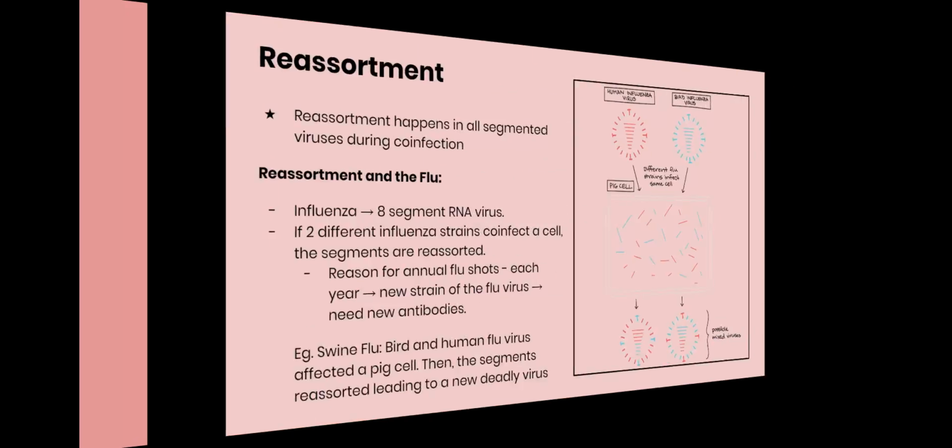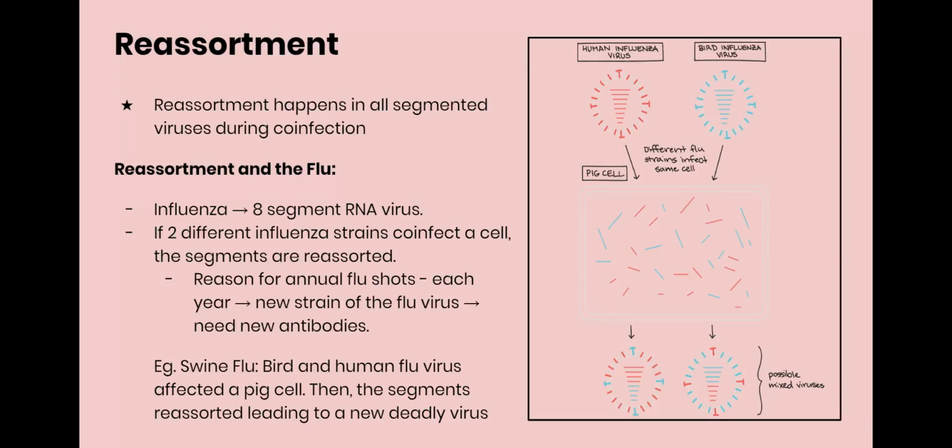cell. Reassortment. Reassortment happens in all segmented viruses during co-infection. Influenza is an 8-segment RNA virus. So if two different influenza strains co-infect a cell, the segments are reassorted. This is why we need flu shots every year. This is because there is always a new strain and we need new antibodies.